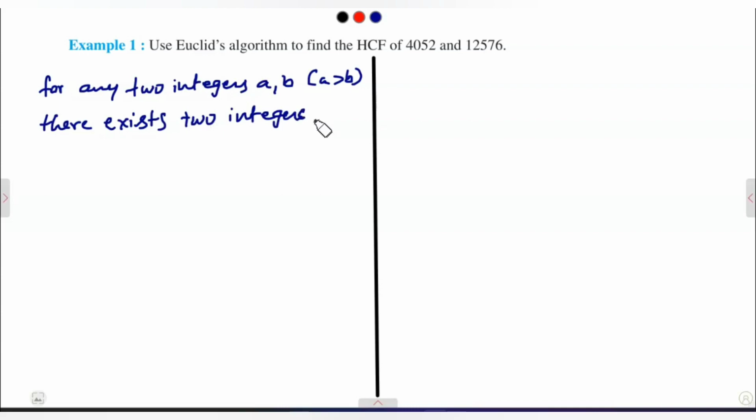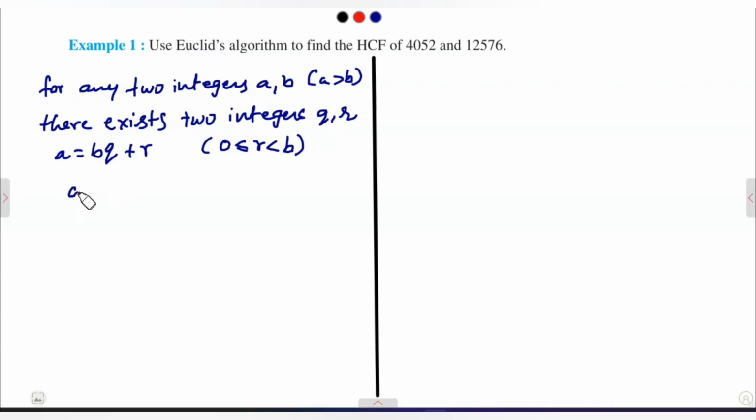q and r, satisfying the relation a is equal to b times q plus r, where r is the remainder, q is the quotient. So remember, r should always lie between 0 and b. So 0 less than or equal to r less than b. Next, let us apply this theorem for 4052 and 12576.